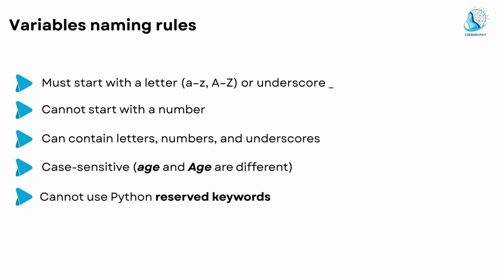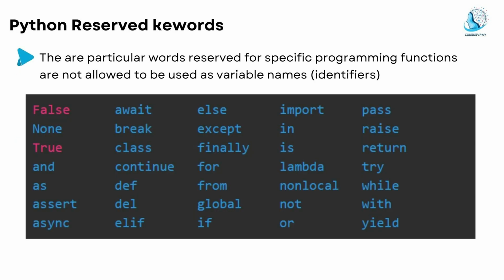Also, you cannot use reserved keywords for variables. So let's move on to reserved keywords. In Python, there are a set of particular keywords that are used for specific programming functions. So we are not allowed to use them anytime we are creating a variable, that is, using them as variable names or identifiers.